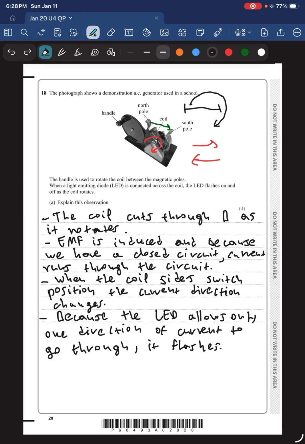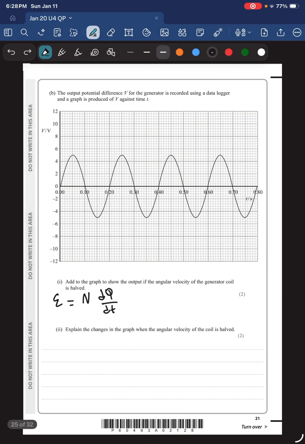So the cross-sectional area that cuts through the field changes at all times, right? And it changes according to how frequently you rotate the coil, I guess. Okay, it changes with the frequency pretty much. Or in other words, this is proportional to N times B times the area times the frequency. Okay, so it says add to the graph to show the output if the angular velocity is halved. So omega is 2πf. So if we halve the angular velocity, we're going to halve the maximum voltage, right?